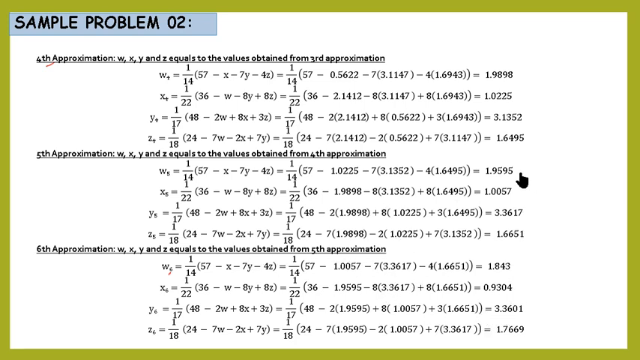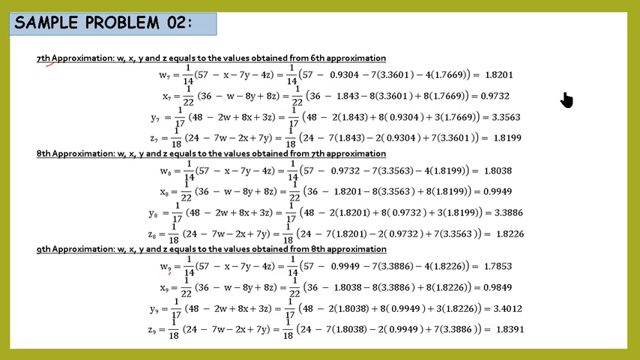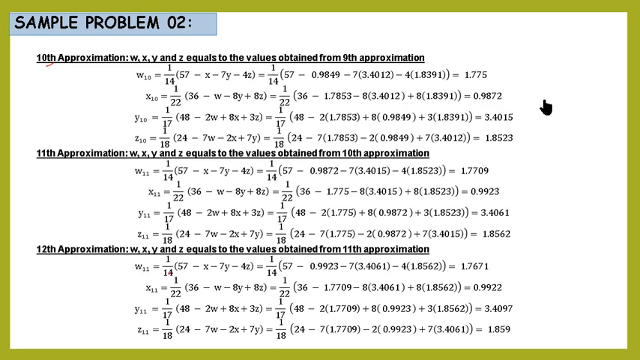So, at 6, they are still not the same. So, we don't stop our iteration yet. So, it goes to 7th, then 8, then 9, and they are still not approximately the same. So, we continue our approximation. So, we are at 9, we have 10. We are now at 10. So, we just keep repeating. W, X, Y, and Z equal the values obtained from the previous approximation. So, what we got in 9 is substituted here in 10. So, we have values. As I said, this just repeats, because our method is iteration.